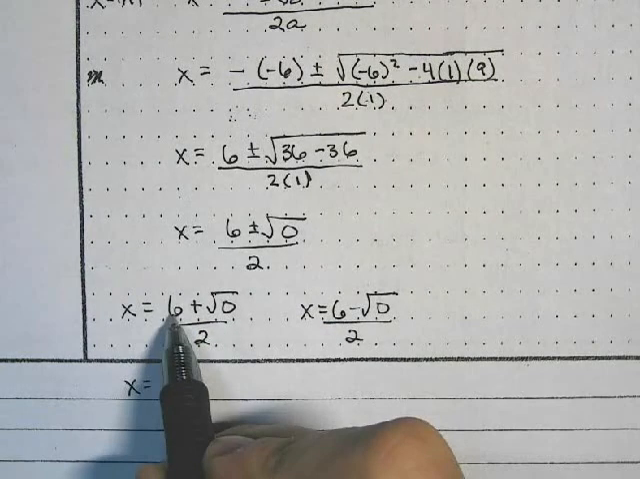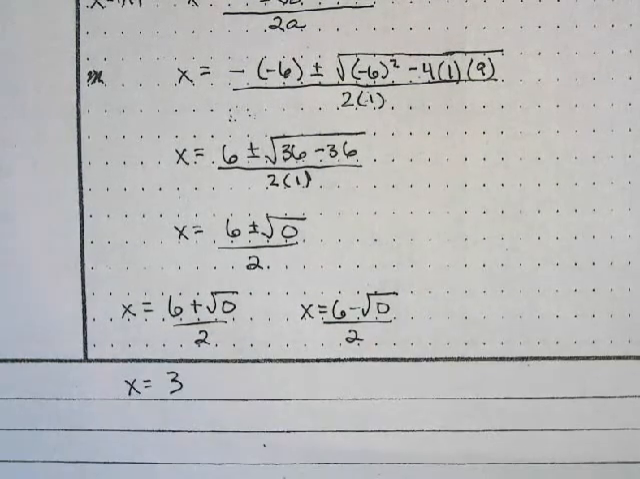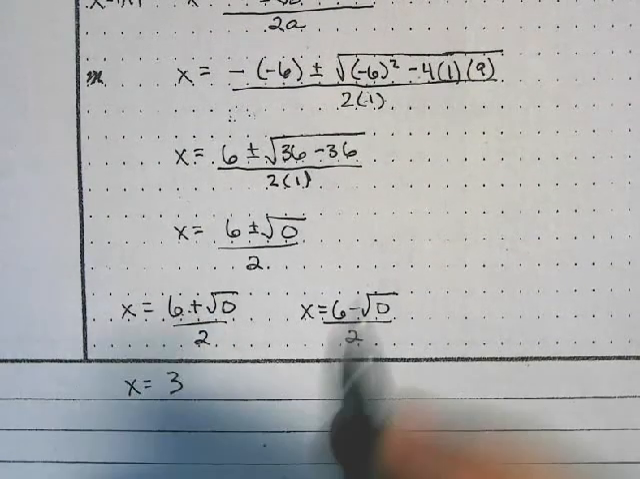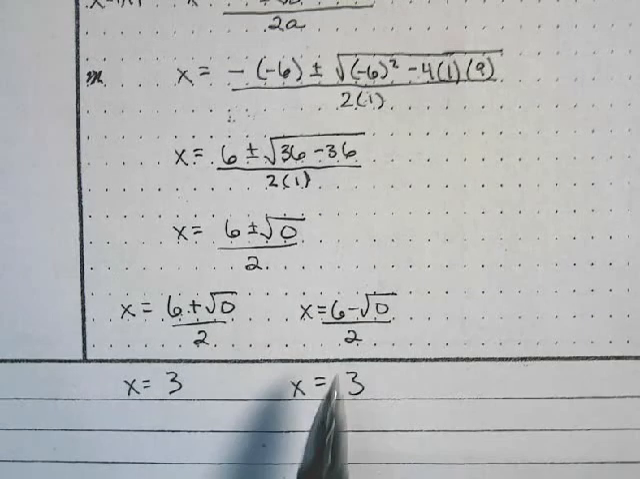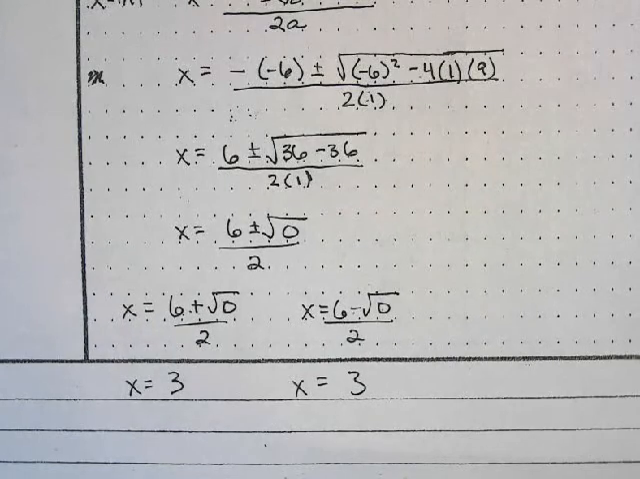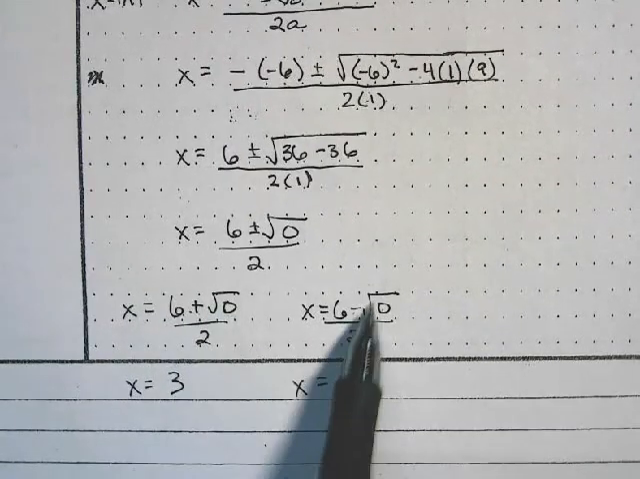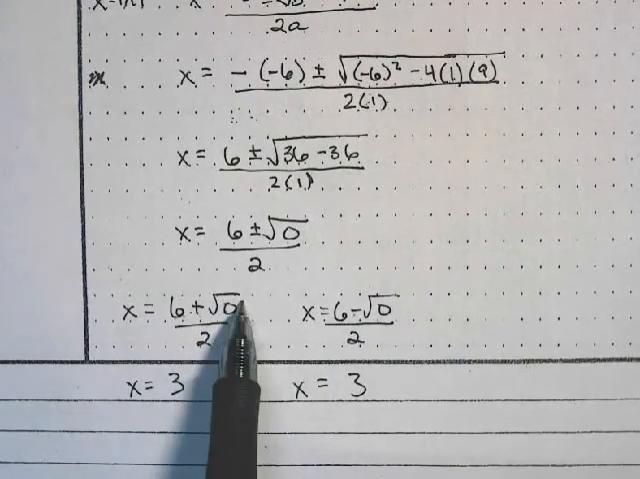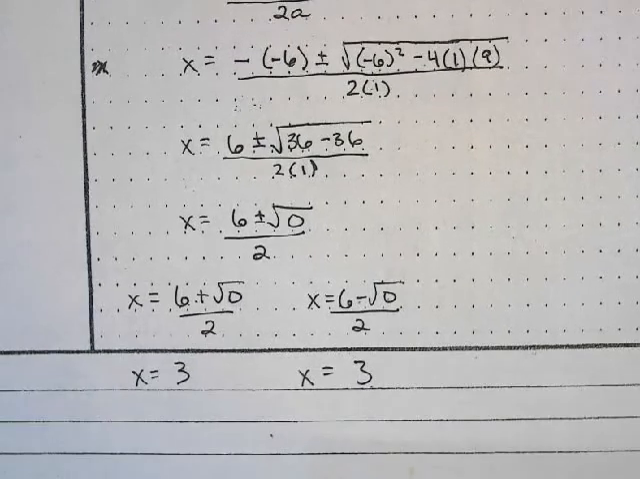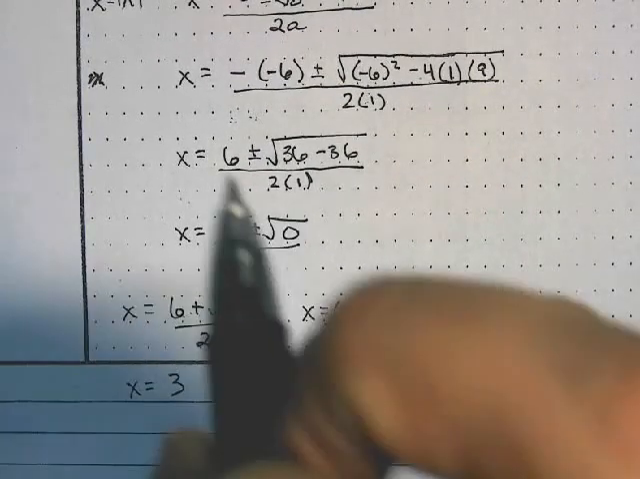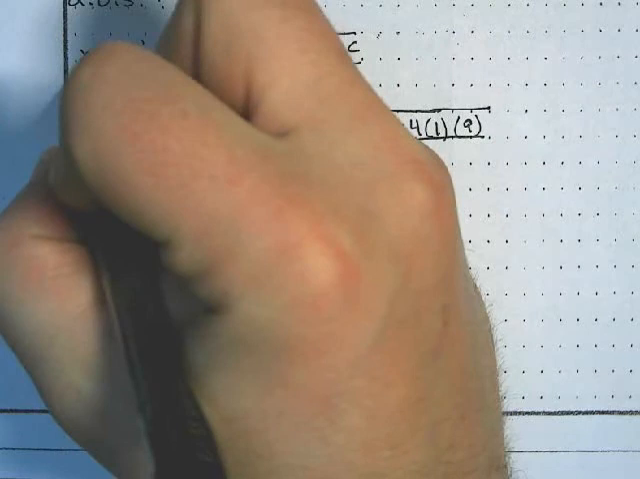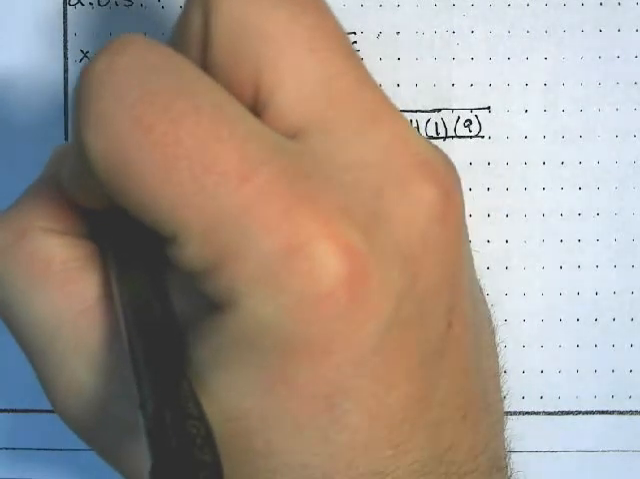Well, this will be x equals 6 over 2, which is 3. 6 plus the square root of 0, 6 plus 0 is 6. 6 divided by 2 is 3. We're going to get the same thing over here because now I'm just doing 6 minus 0 over 2, which is 3. And we got the same thing, and we knew that this was going to happen because our discriminant was 0. The discriminant was 0, so I only have one x-intercept. So the x-intercept is 3.